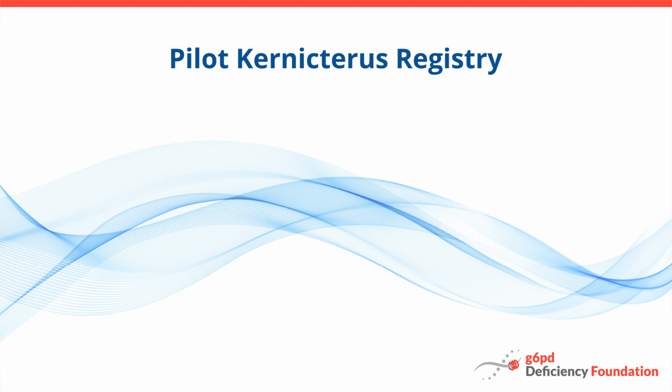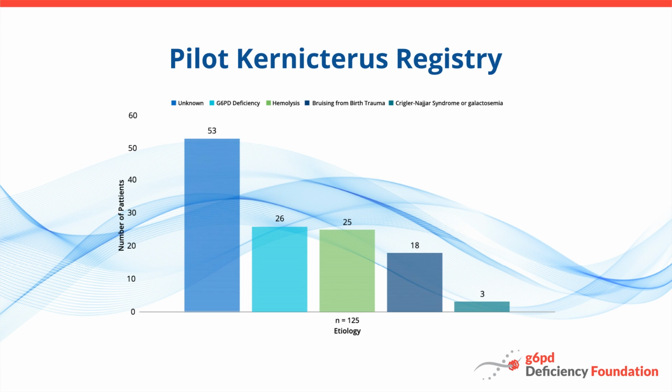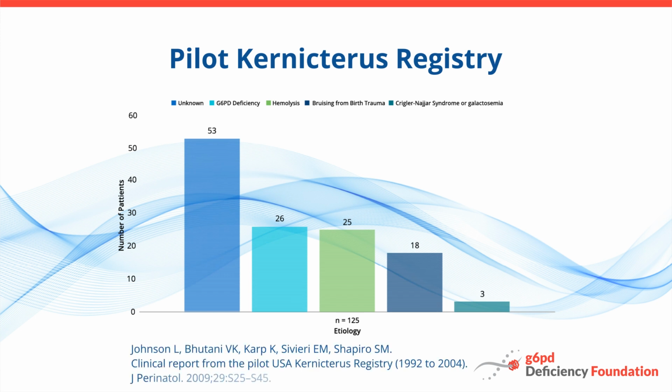Shifting the focus back to infants affected by elevated bilirubin levels, data supports that G6PD deficiency is a major cause of brain damage caused by hyperbilirubinemia, or kernicterus. In a pilot study that resulted in the construction of the kernicterus registry, 125 patients who developed kernicterus were enrolled between 1992 and 2004. G6PD deficiency was identified as the most common etiology for kernicterus in that patient population.